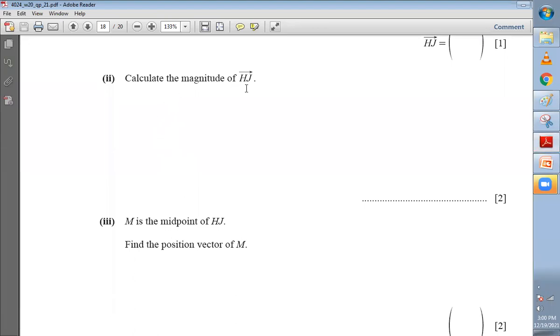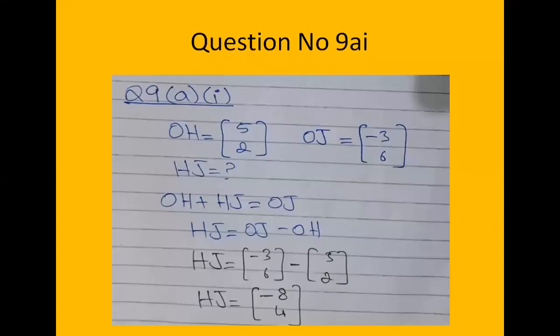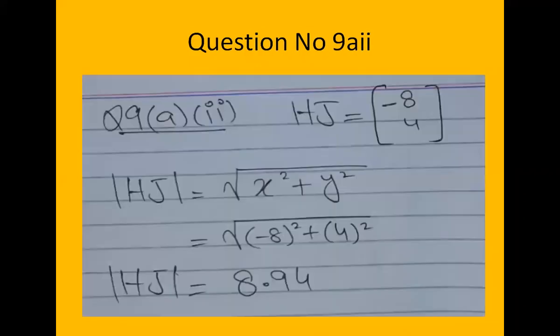Then he says calculate the magnitude of the HJ. It's a 2-mark question. I know the HJ, that's (-8, 4). I can find out its magnitude very easily. The HJ is (-8, 4). The magnitude is represented like this.